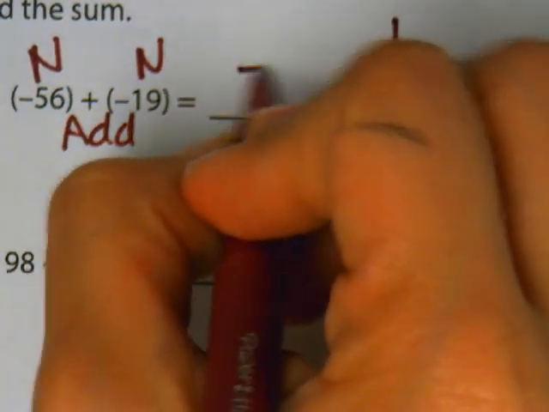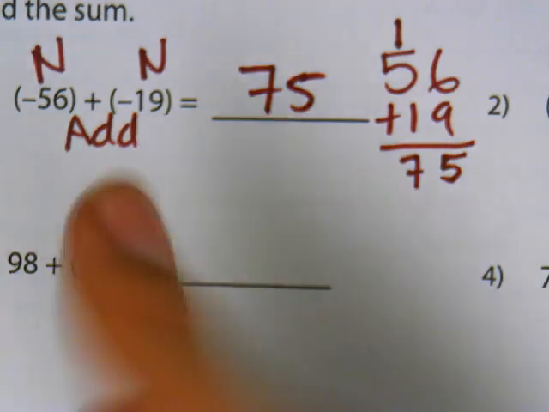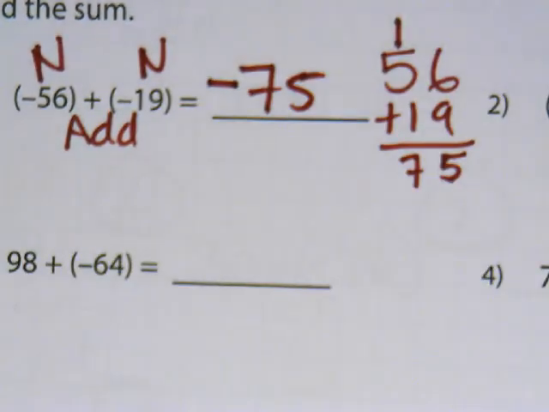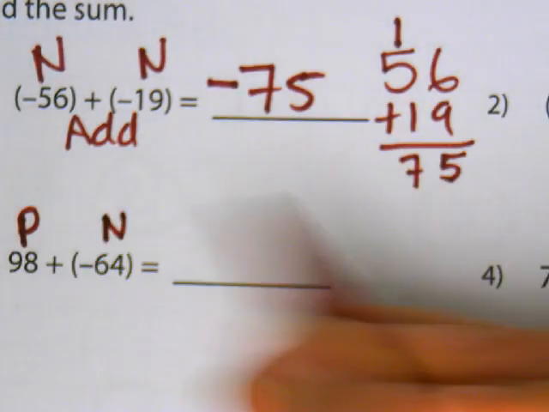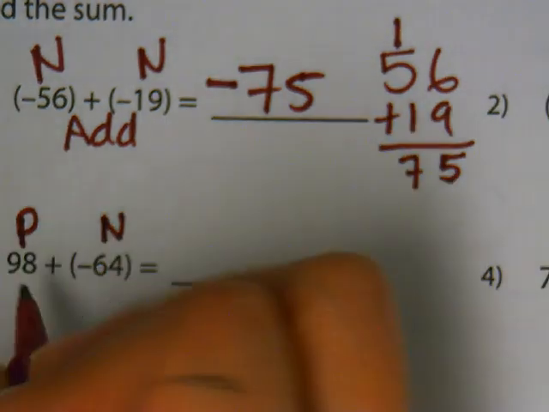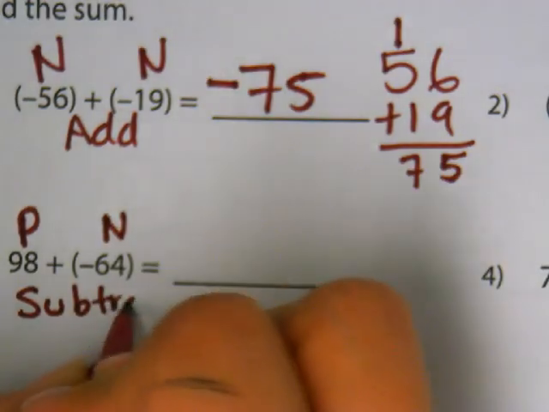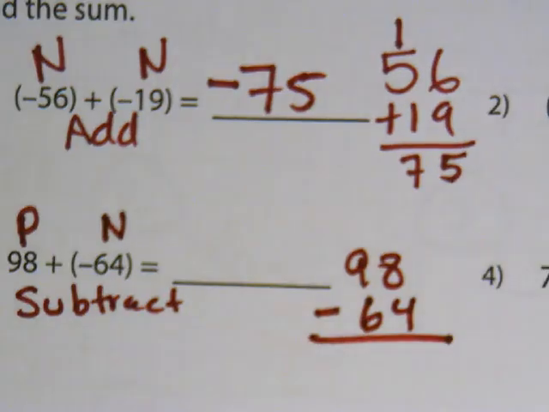When I add, I get 75. Now they're both negative, right? So don't forget to put the negative sign. Number 3, a positive, negative. Different signs. So when I have different signs, I'm going to subtract. Same, add. Different, subtract.